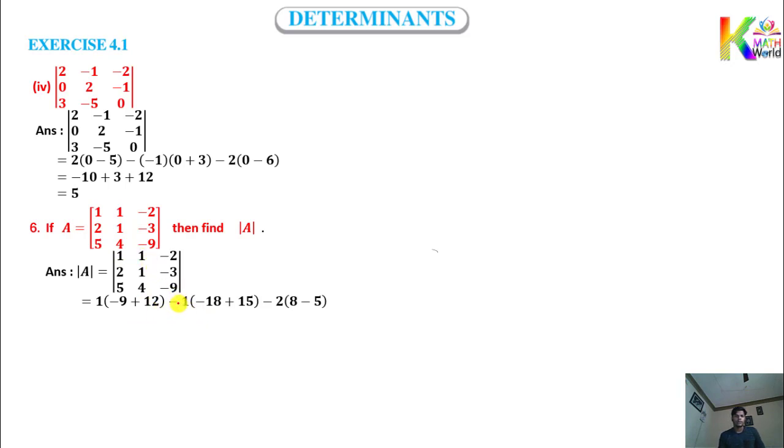Then you get -1 here. Then eliminate first row, second column. So 2 nines are -18, 2 into 9, -9, so -18. Then minus sign. Then 5 into -3, that will be -15, so +15. Then plus of -2, that will become -2 now. Then the product of these two, so 2 4s are 8, then 5 1s are 5, so 8 minus 5. So 12 minus 9, that is 3. 15 minus 18, so -3. So -3 into -1, that will be +3. 8 minus 5, that is 3. So 3 into -2, that will be -6. So 6 minus 6, what is the answer? 0.